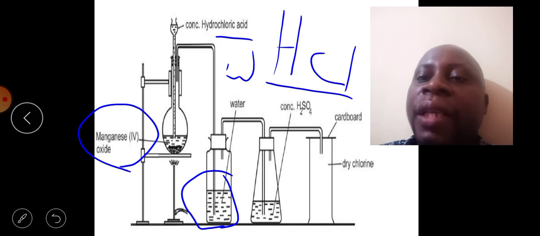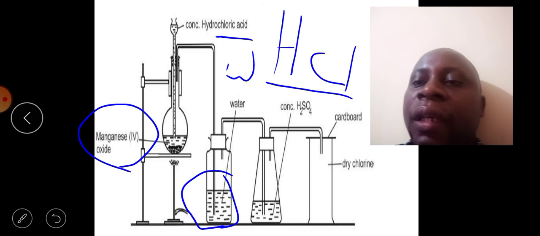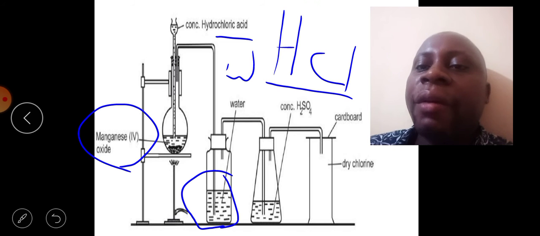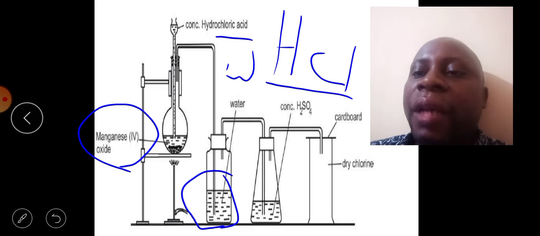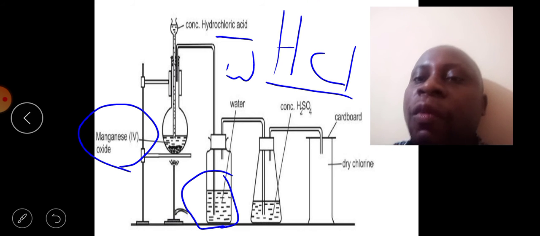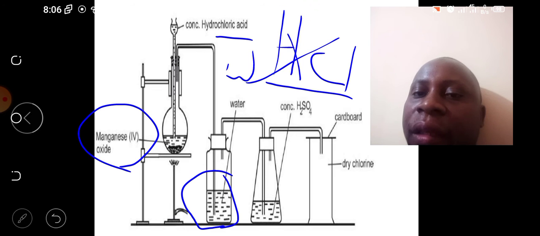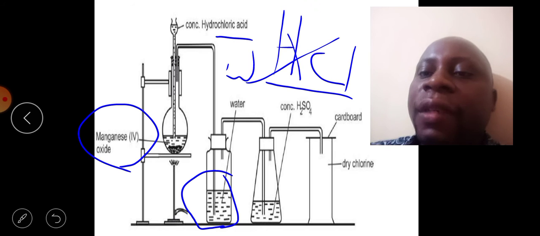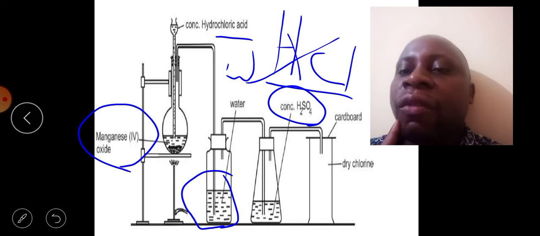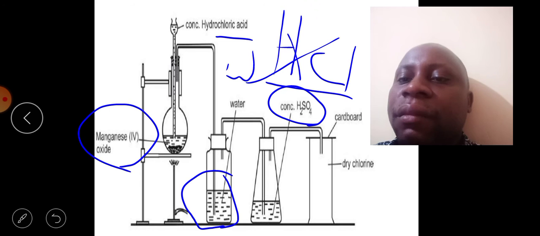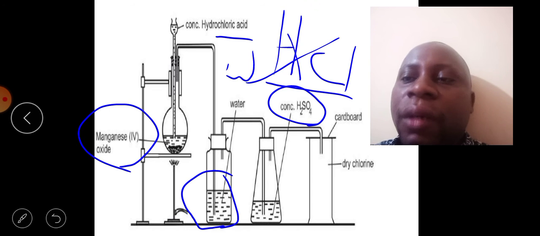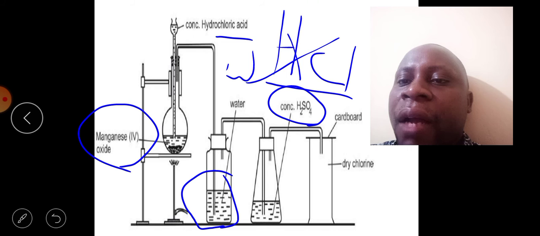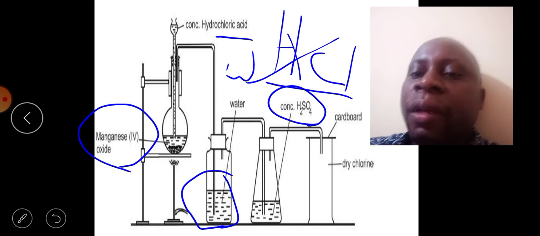Because hydrogen chloride gas is more soluble in warm water, the mixture of the gases, that is chlorine and hydrogen chloride gas, is passed through warm water. This will remove this particular gas. Okay. Then the remaining chlorine is passed through concentrated sulfuric 6 acid. What do you think is the role of concentrated sulfuric 6 acid? Okay, concentrated sulfuric 6 acid here actually is a drying agent. Therefore, it dries the chlorine gas. Hence, we are able to collect dry chlorine gas down here.